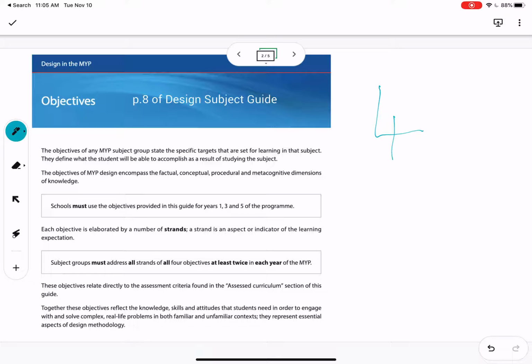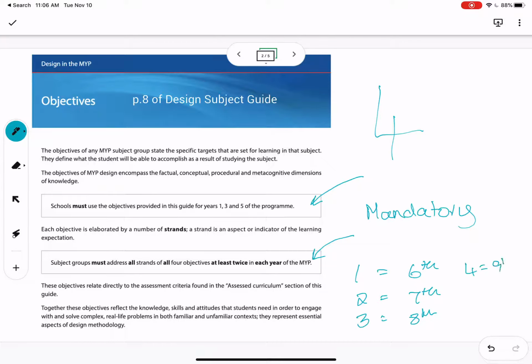A couple of things to note when you're reading the design guide. Number 1, anytime you see something inside a text box like this, it is something that is mandatory in the MYP, meaning it's got to happen. So, for example, schools must use objectives provided for this guide in years 1, 3 and 5 of the programme. Year 1 equals 6th grade. Year 2 equals 7th grade. Year 3 equals 8th grade. Year 4 equals 9th grade. And year 5 equals 10th grade.